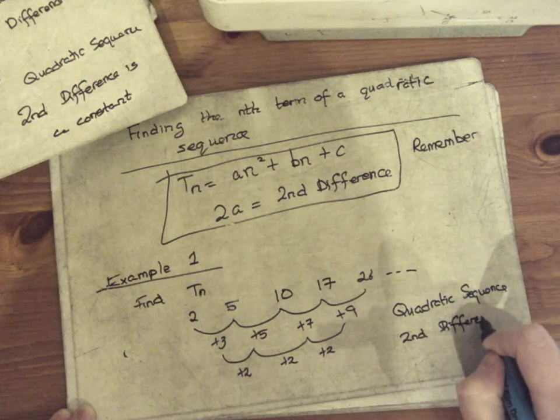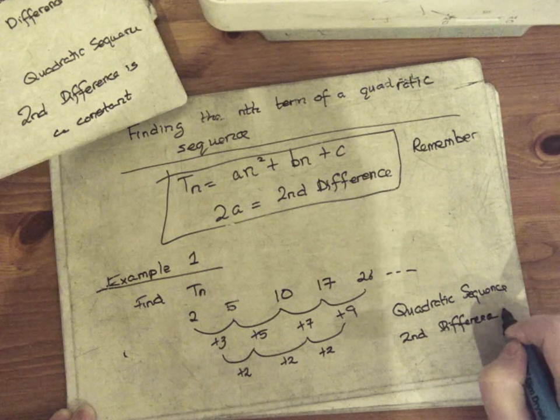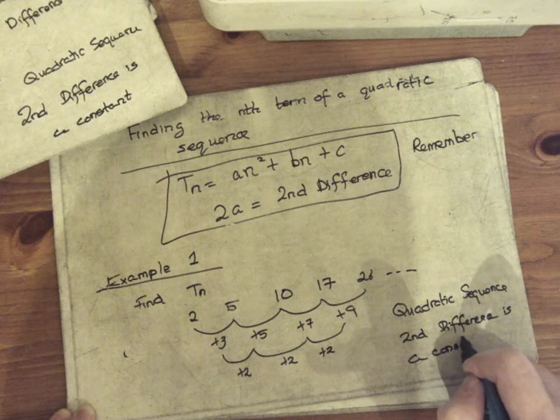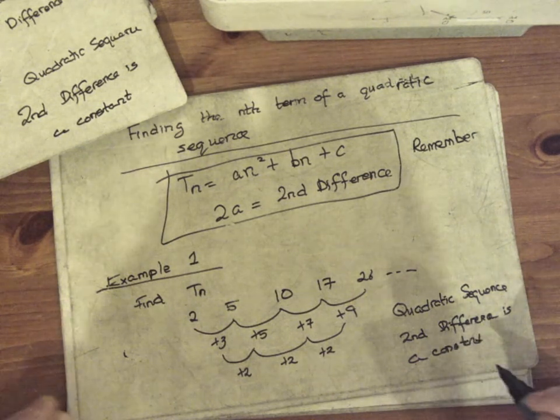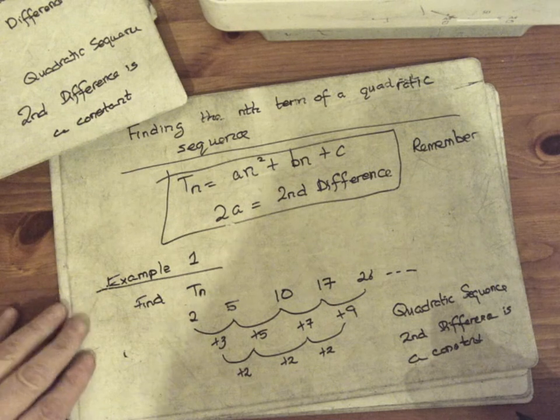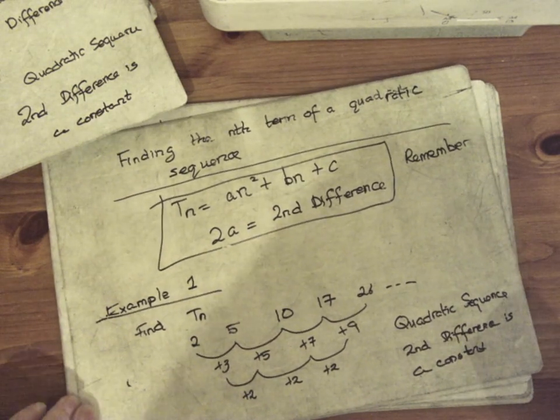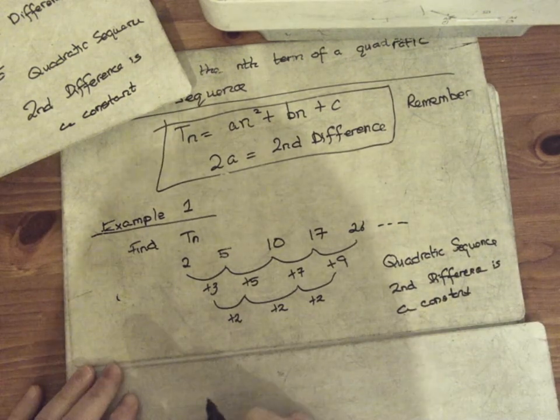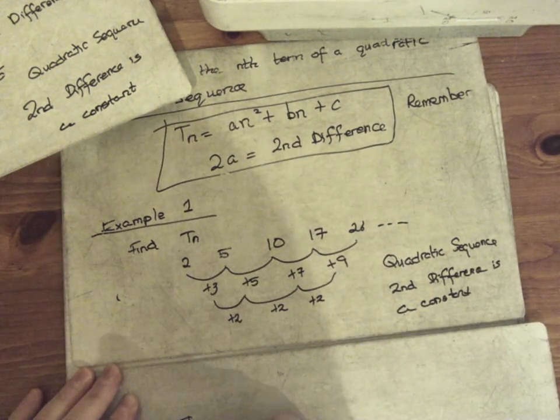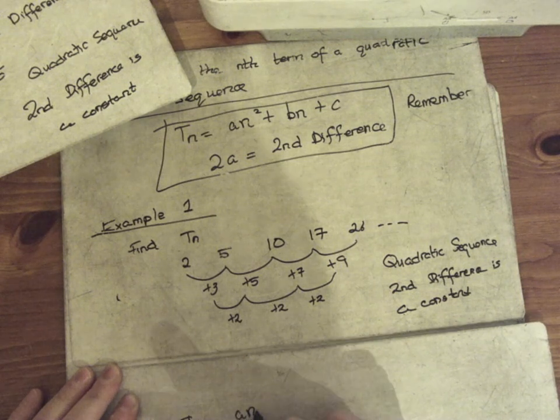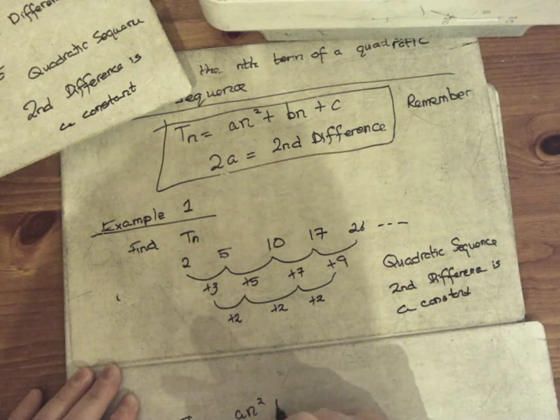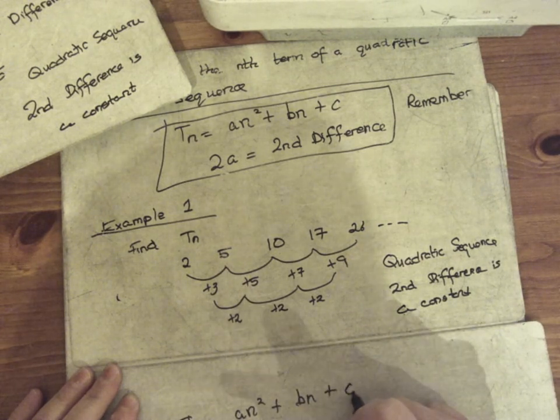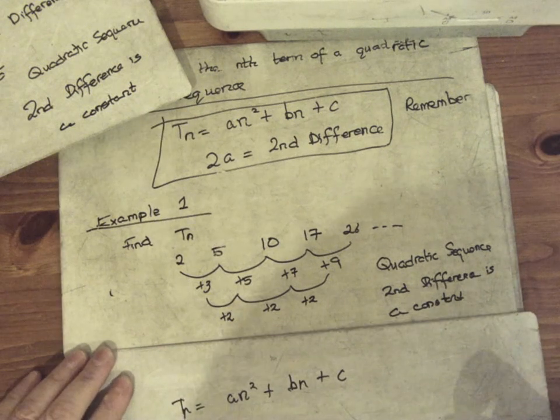Now, once you've established it's a quadratic sequence, these two bits of information up in the box have to pop into your head. So the general Tn value is going to be something n squared, so 3n squared, I don't know, plus something n, 5n, plus a number at the end. Okay, so it's going to have that general form.